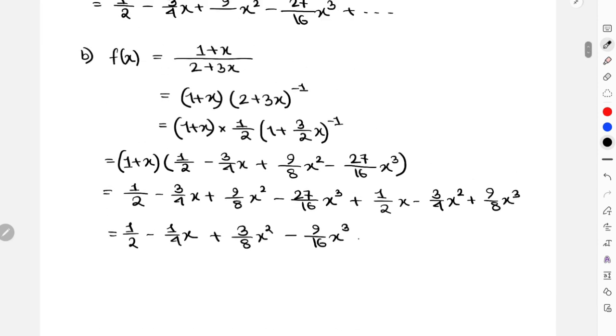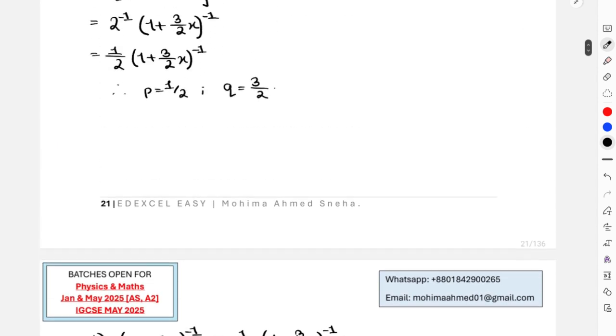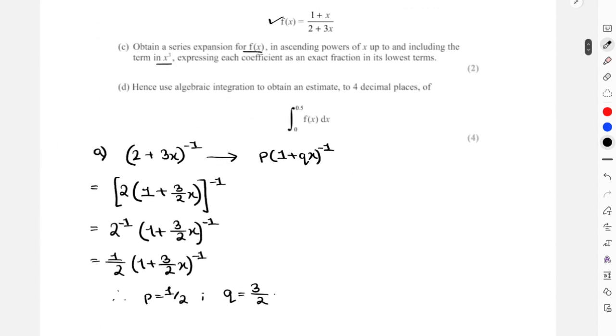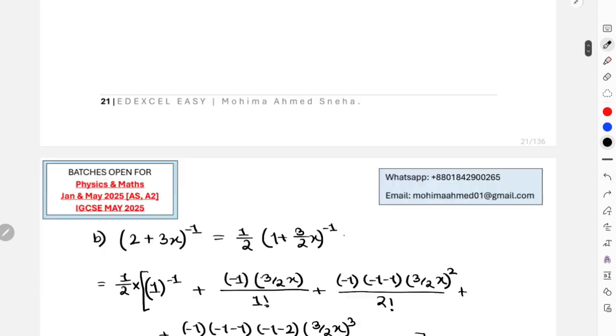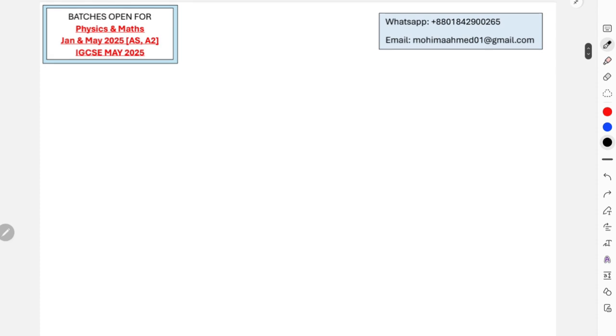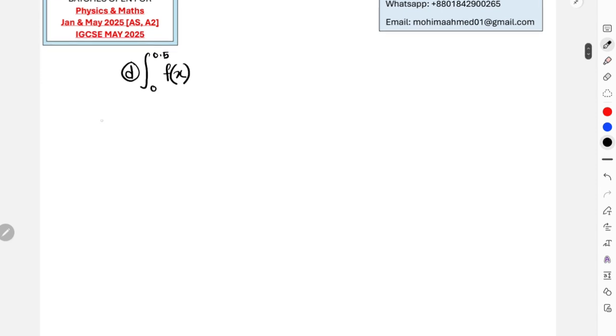And then after this part, if we move on, there was again a part D. Use algebraic integration to estimate, to 4 decimal places, the integration for this. Okay, now you have to integrate that within the boundaries of 0.5 and 0. Okay, we can do that. For part D, f(x) integration upper boundary was 0.5, lower boundary was 0.